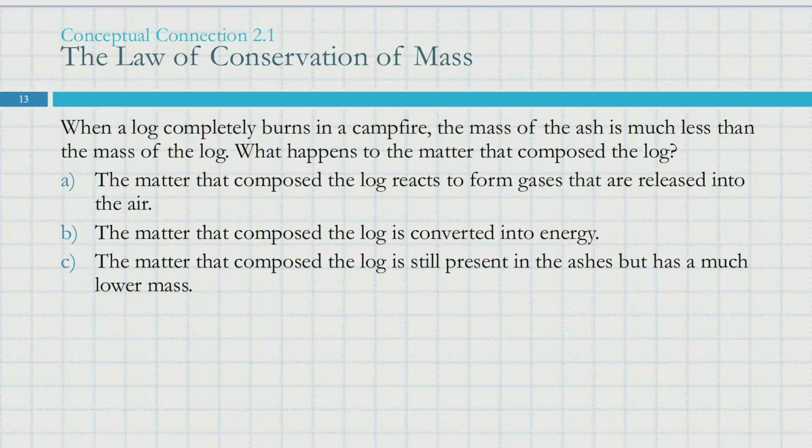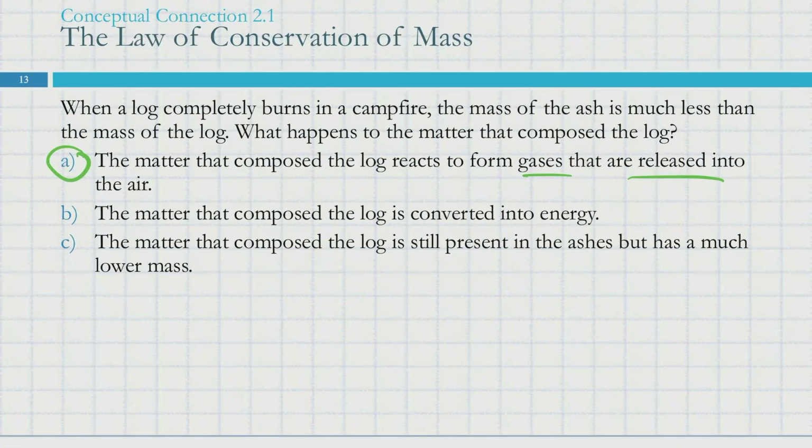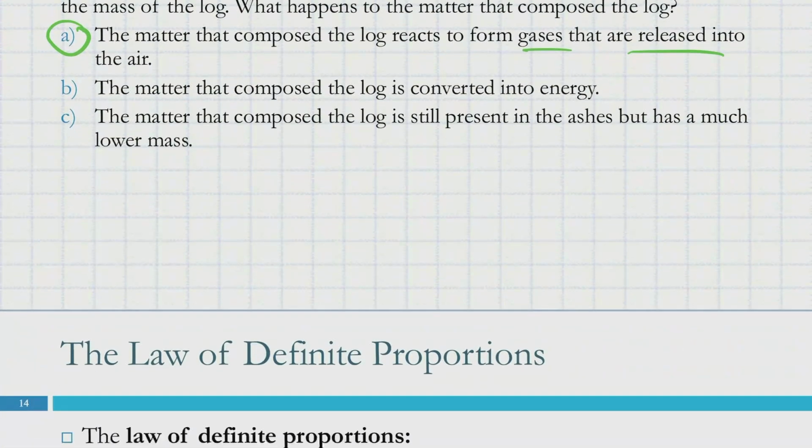It is A. The matter forms gases that are released into the air. So we haven't lost mass. Like in the grand scheme of things, we haven't lost any mass. It's just that it's gone somewhere else. The energy that we get out of the campfire is related to the bonds that form the molecules, how much energy those bonds have.